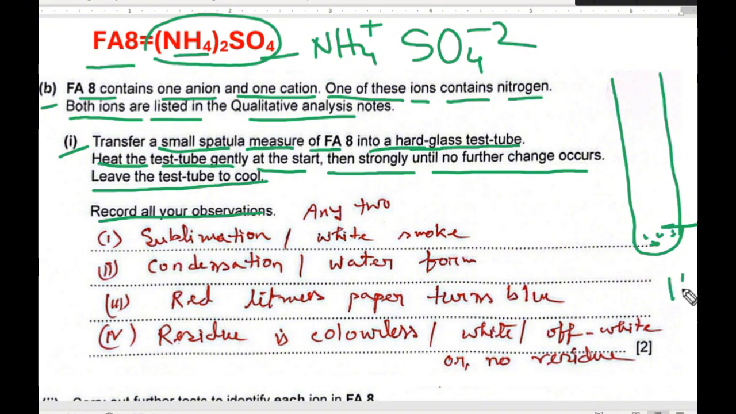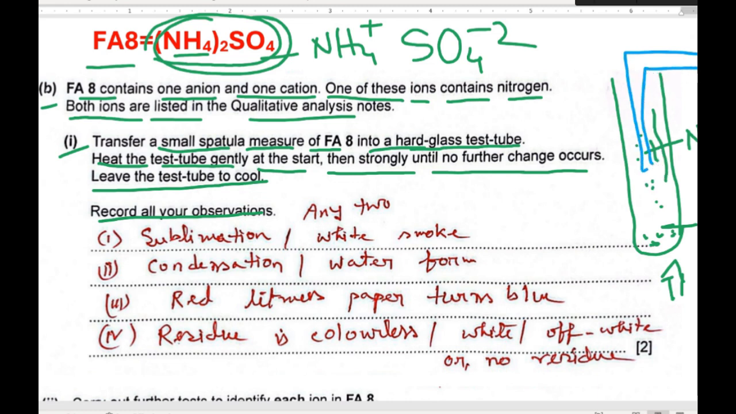If you give heat, first gently, then you see, as it is an ammonium compound, it decomposes and ammonia gas will be produced. And you know ammonia gas is an alkaline gas, so if you hold damp red litmus paper, it turns blue.